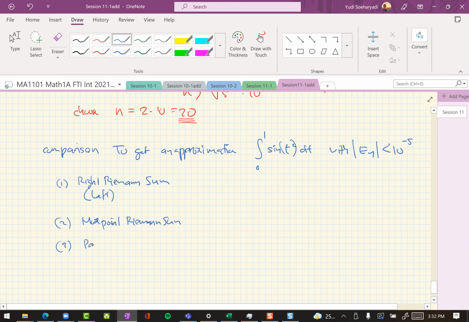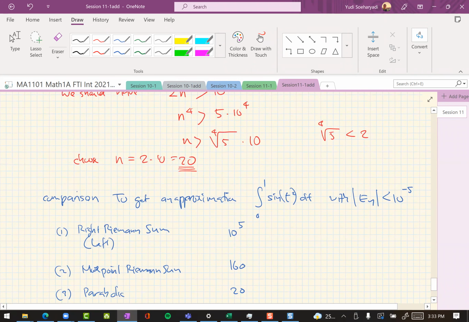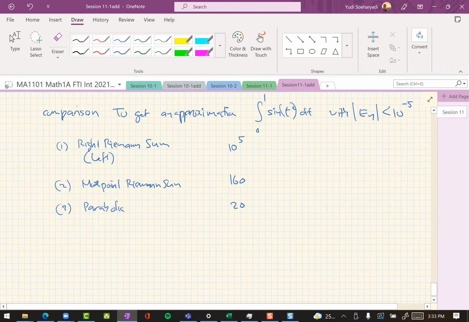E, this is parabolic. Here, as we want sum, you need 100,000. Here you need only 160. Here you need only 20. Okay, so you see how the improvement goes from right or left Riemann sum to the parabolic method. And the bulk of the work is computing the derivative and finding the upper bound.